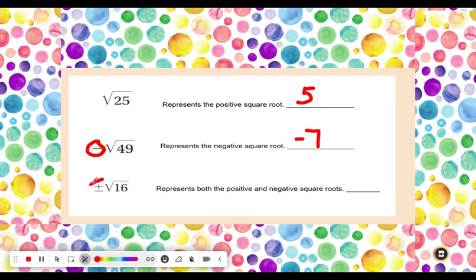When you see a positive and negative before the square root symbol, it represents the positive and negative square roots of that number. So the square root of 16, 4 times 4 is 16, and you could say the answer is +4 or -4.